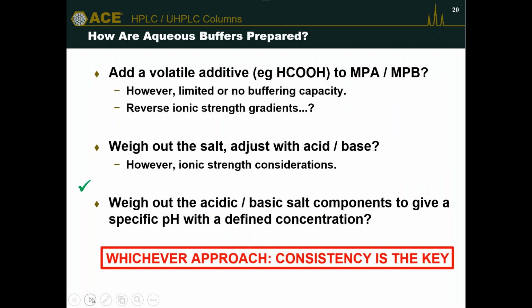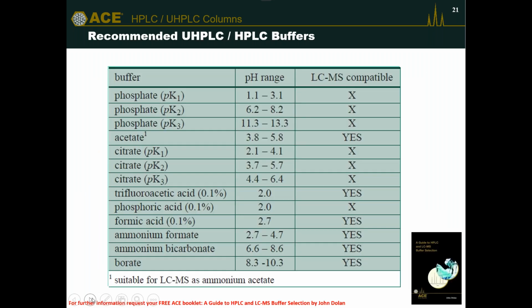When you choose your buffer, there's different types of buffers you can use for your aqueous component. A lot of the time, we use things like formic acid, TFA. Just make sure that if you are looking at pH control, you're using the correct type of buffer. And again, weigh out the salt, adjust with acid and base, make sure that everything is consistent when you are making up mobile phases. And there's a list here of recommended buffers for HPLC and UHPLC, covering really the whole pH range. So you shouldn't be limited in which buffer you use.